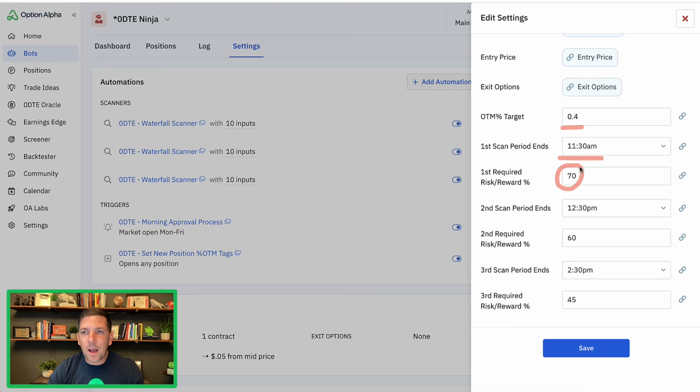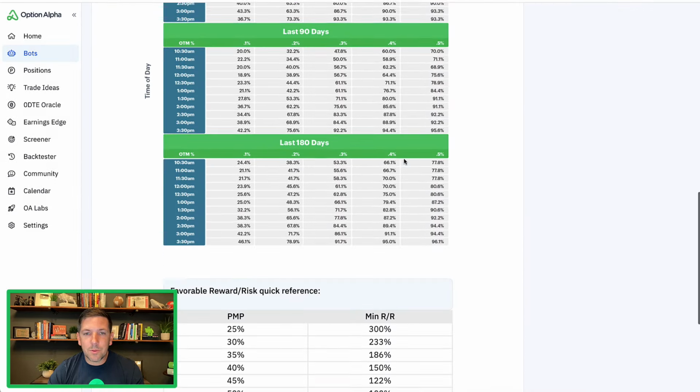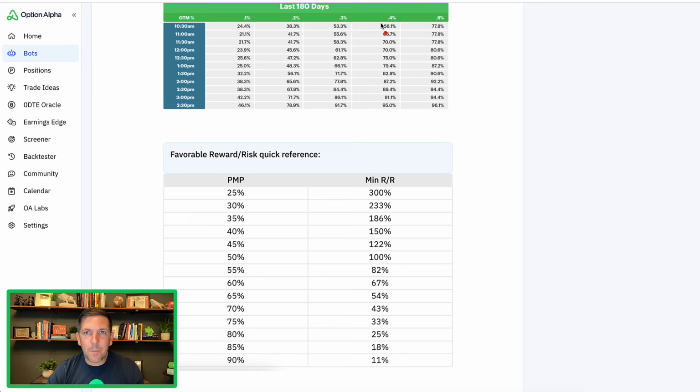And now I'm looking for a required reward to risk ratio of 70%. So why am I doing that? Well, let's go down to our little table here. You can see we're at 0.4% out of the money now, and that scan period ends at 11:30. This is that first scan block. So basically from 10:30 to 11:30, you can see it's about 66 to 70% probability of success that you pin or peg the SPX price at the end of the day within 0.4%.